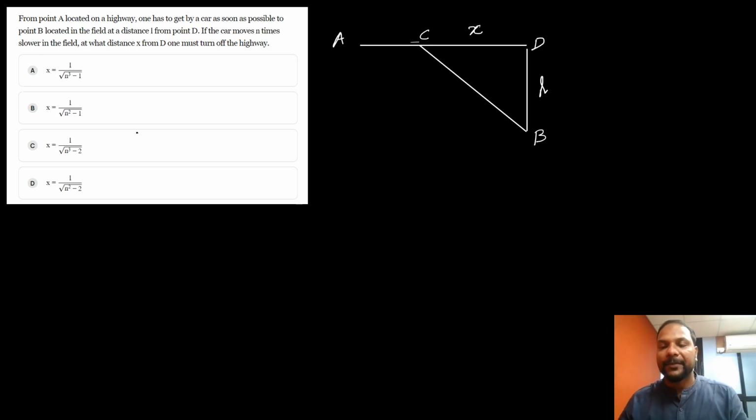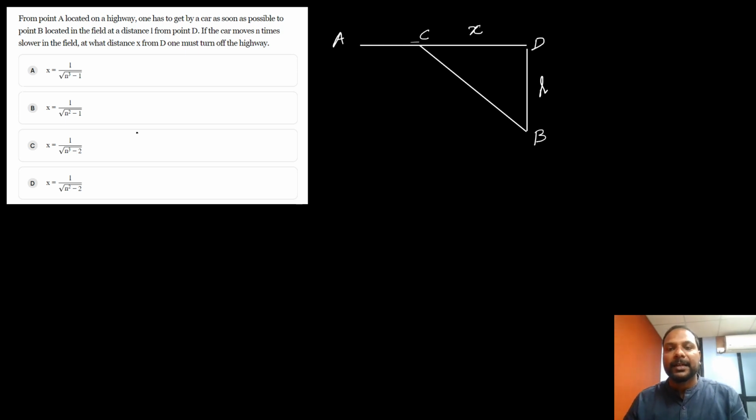So on the highway I have marked 3 points A, C and D. From C to D, the distance is given by h. So actually we have to find out what's the distance h. And from D to B, the field is at the point B. The car has to move from the highway to the field at point B. So D to B, the distance is marked as L. Clear? Now the figure is clear.